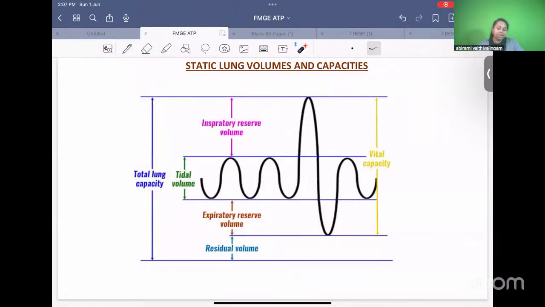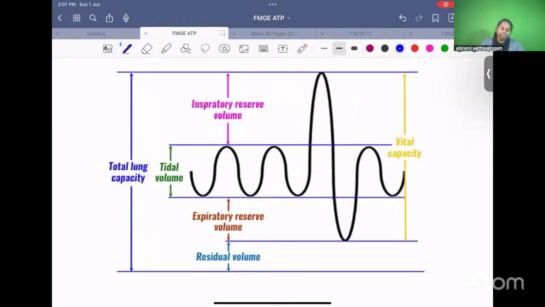What are the static lung volumes and capacities? Please listen carefully. Along with me, please breathe that volume of air as I'm telling you. Learning this will become very, very simple for you. Let's do tidal volume. So how do you do a tidal volume? Just do a normal, quiet breathing. Don't put effort like this. Don't breathe like that. That is not tidal volume. Without any effort, if you breathe quietly, the curve goes like this.